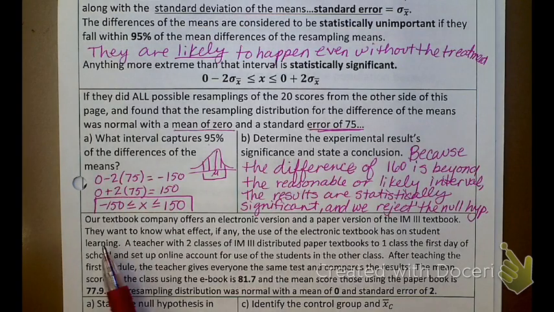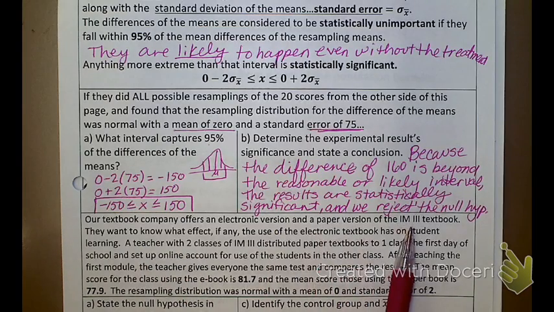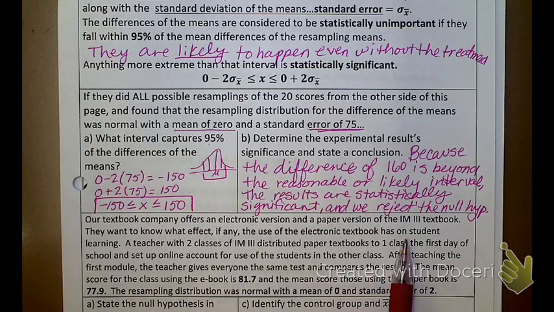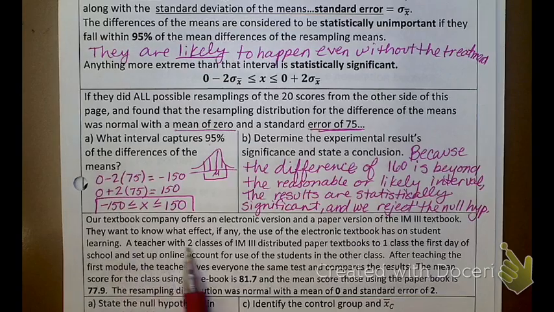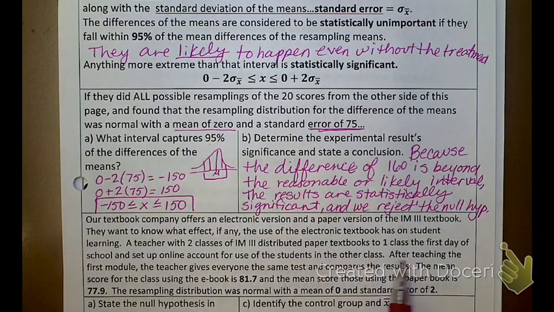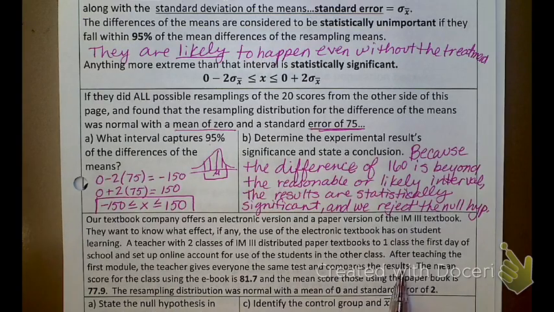So, our textbook company offers an electronic version and a paper version of the IM3 textbook. They want to know what effect, if any, the use of the electronic textbook has on student learning. A teacher with 2 classes of IM3 distributed paper textbooks to one class the first day of school and set up an online account for use of the students in the other class. After teaching the first module, the teacher gives everyone the same test and compares the results.